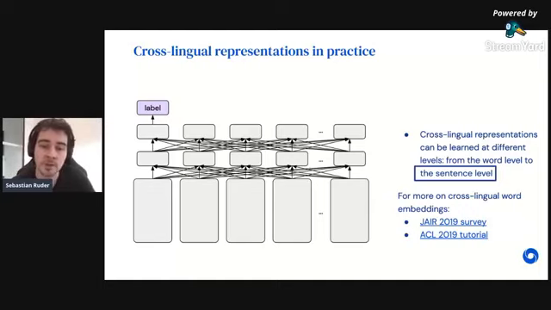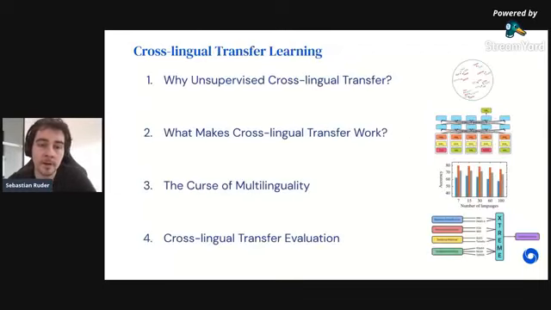So if you're interested in those, there's a survey that I co-wrote with some authors last year that gives a good overview of this area, as well as an ACL tutorial that we did last year, which gives an overview of state-of-the-art word-level methods. And now for this talk, I mainly want to cover a couple of areas which I think are very exciting in this area of multilingual representation learning and cross-lingual transfer learning.